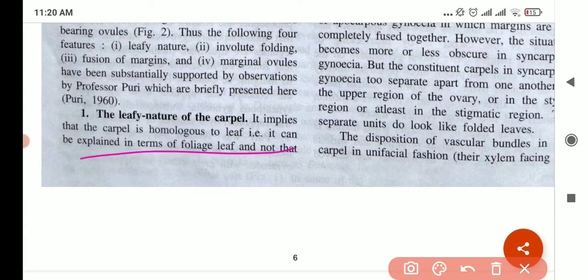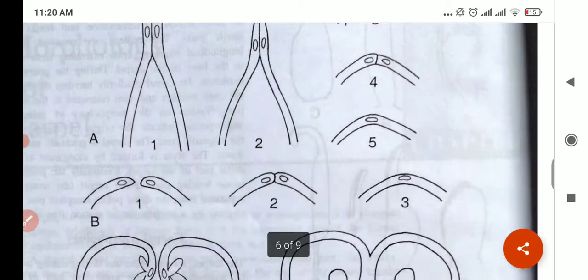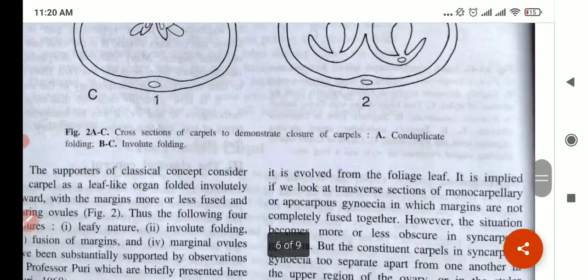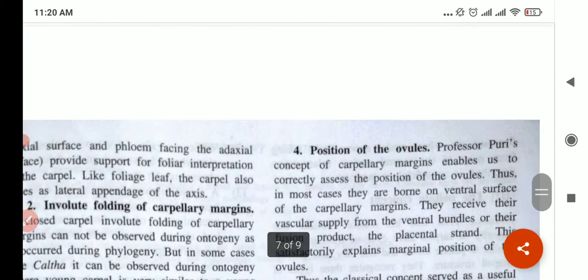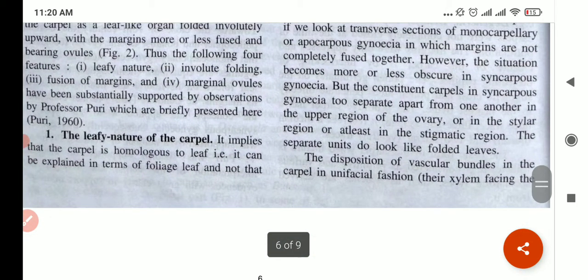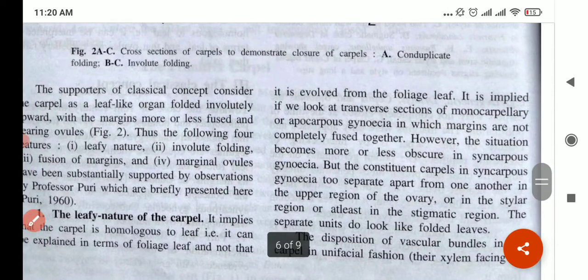It can be explained in terms of the foliage leaf. Let me scroll up. It is evolved from the foliage leaf. It is implied if we look at the TS of a monocarpellary gynoecium, the margins are not completely fused together. Let me read again, I didn't understand. It is evolved from the foliage leaf. It is implied that it.